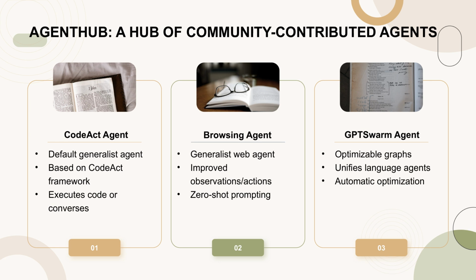The Browsing agent is a generalist web agent with improved observations and actions, utilizing zero-shot prompting. The GPT Swarm agent pioneers the use of optimizable graphs to unify language agent frameworks, allowing for automatic optimization of nodes and edges, which drives advancements in multi-agent systems.